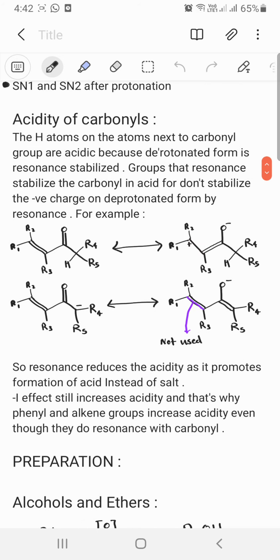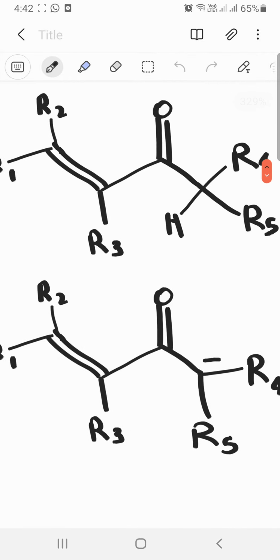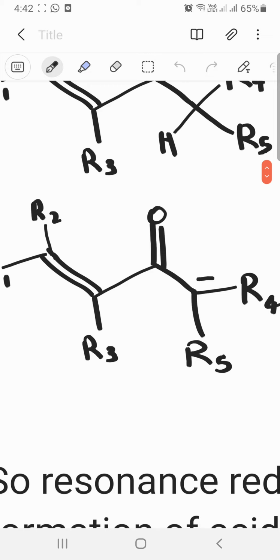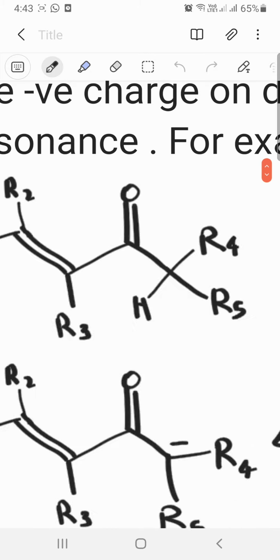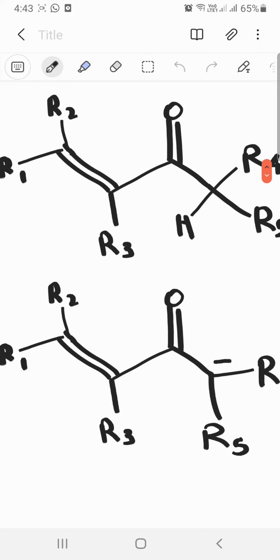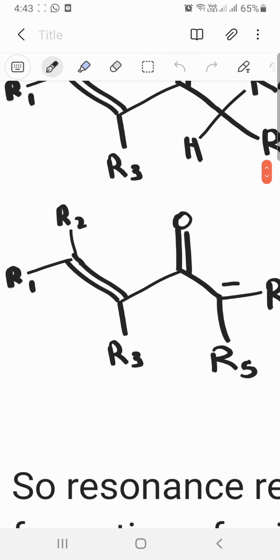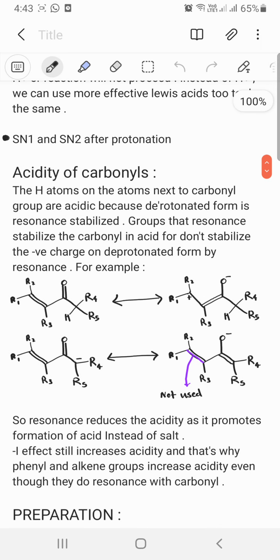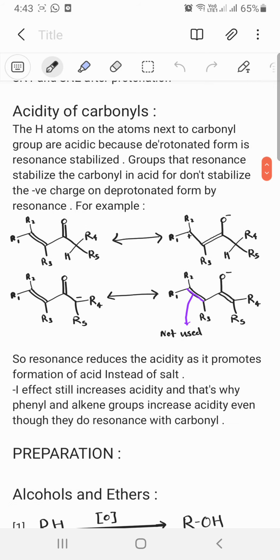So look at this thing. After removing this H, you will get this conjugate base, which is resonance stabilized. So even these kinds of ketones or aldehydes can have acidic hydrogens. Now what factors affect this acidity? The hydrogen atoms on the atoms next to the carbonyl group are acidic because the deprotonated form is resonance stabilized. Groups that resonance stabilize the carbonyl in acid or stabilize the negative charge on the deprotonated form by resonance.